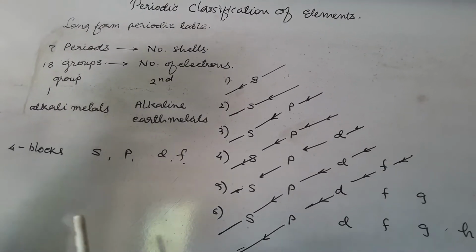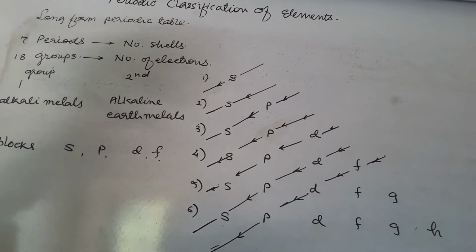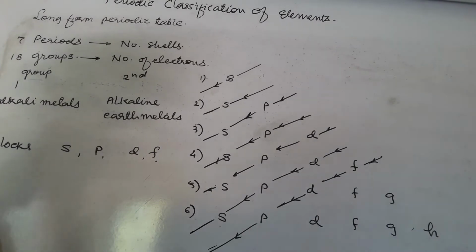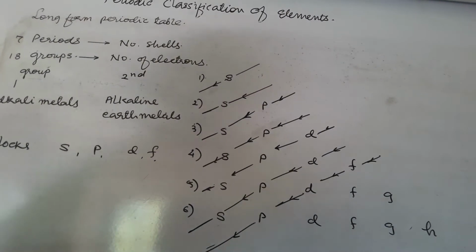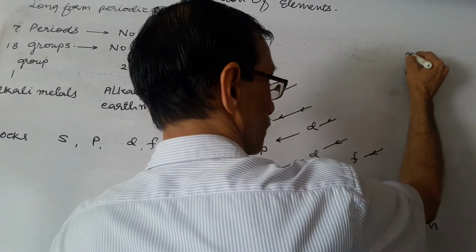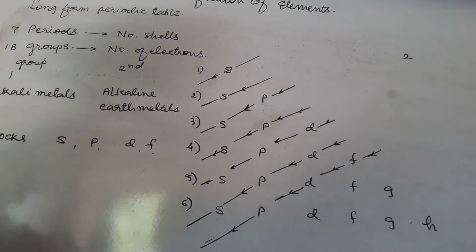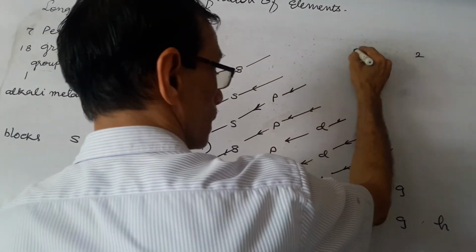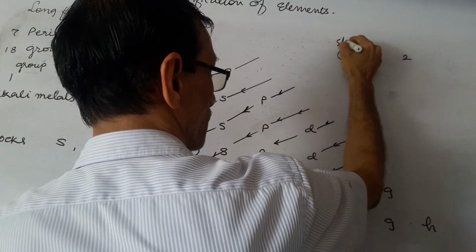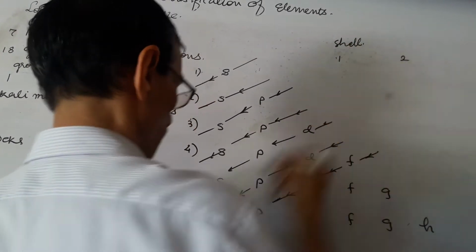Achha, if you observe this periodic table, you'll find that there are groups and periods. You'll find the very first period has two elements, hydrogen and helium, because they have one shell. So one shell, two elements.